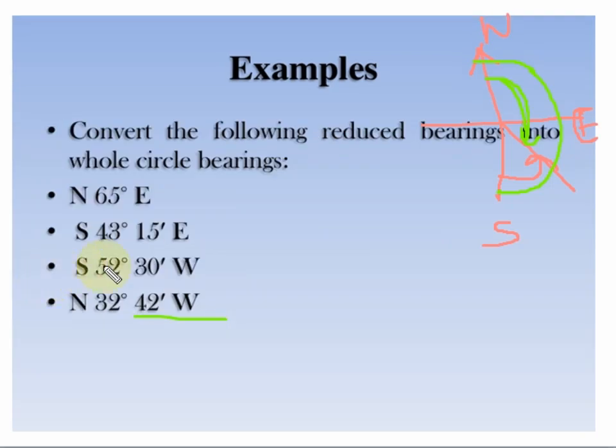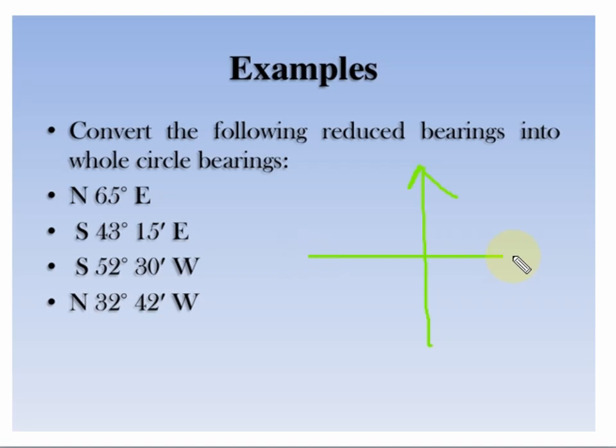Again, the third example is south 52 degree 30 west. So I can draw the diagram first. Here I can directly draw. This is your south 52 degree 30, this is the given. So first you draw that given: north, south, east, and this is your west. So south west, what is given? 52 degree 30 minutes.